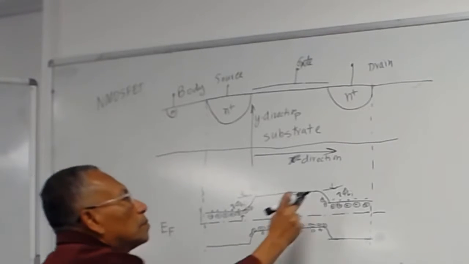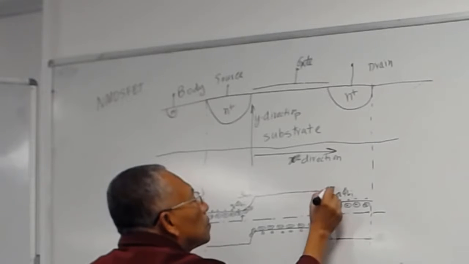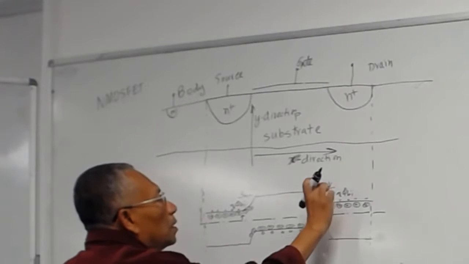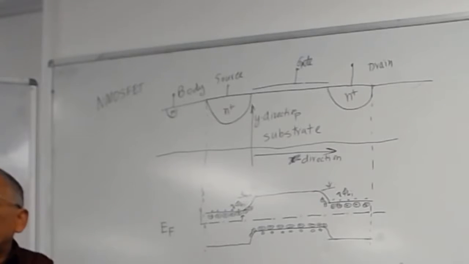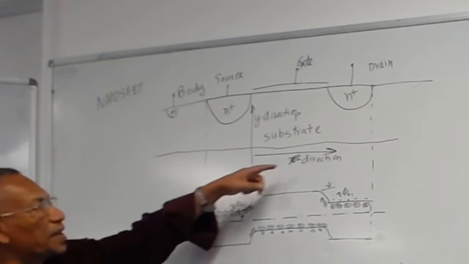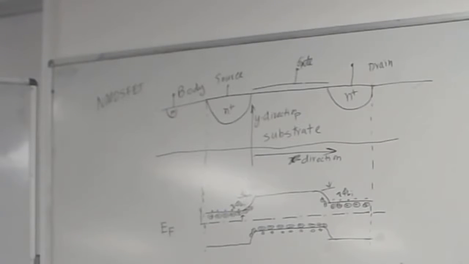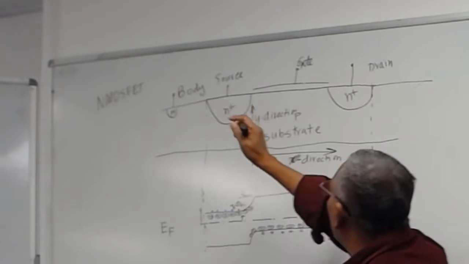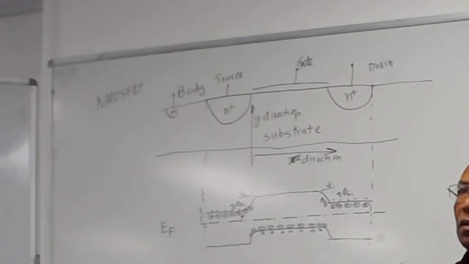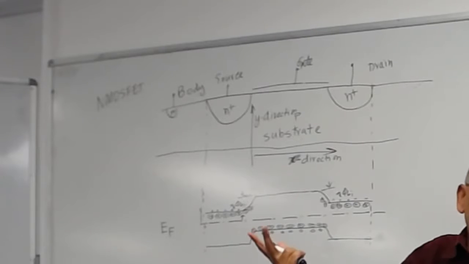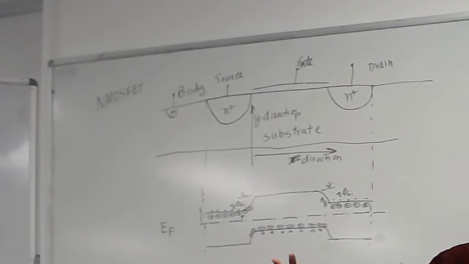Okay. This one is basically the same. So this is going in the X direction. So you have two junctions. One is N plus to P, the other P to N plus. And those two junctions are like your BJT or your diode, one junction here, one junction here. That's it. Nothing special.